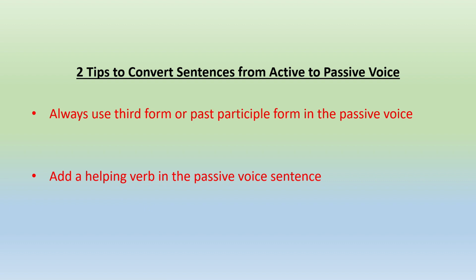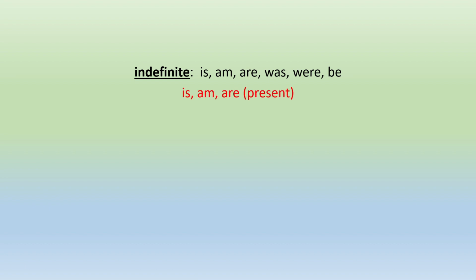Now, what helping verbs do we use? Let us see. It varies from tense to tense. When we are talking about the indefinite tenses, the helping verbs which we are going to add whenever we convert a sentence from active voice to passive voice are is, am, are, was, were, and be, where is, am, are is used with the present, was, were used with the past, and be is used for the future tense along with the third form of the verb.